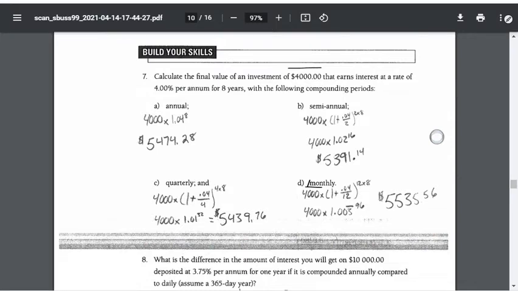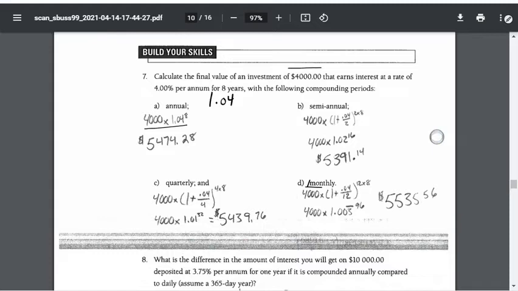So this one's pretty straightforward. At 4%, that's 0.04. They're wanting you to find the final investment, so that's why you put the 1 in there, because you want to add in that 4,000. And that's what happens when you put that 1 in. So 4,000 times 1.04, and it's over 8 years, to the 8.